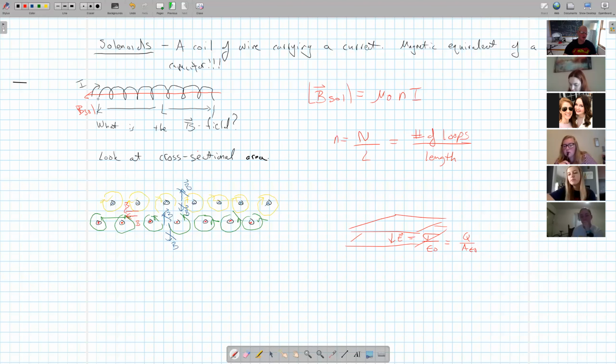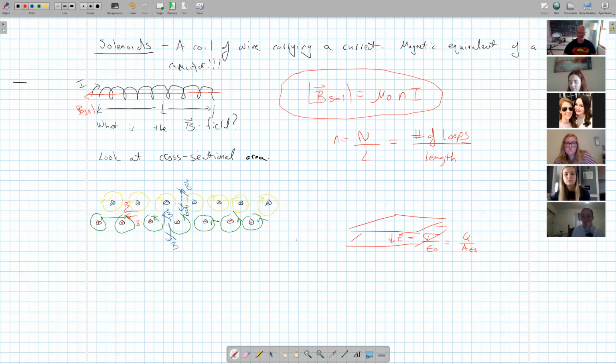Here, the solenoid works out to be basically the same thing. Now there is a magnetic field which only points in one direction, whose magnitude is simply equal to a constant. That constant only depends on the current running through it, as well as the number density, which is how many loops there are per unit length. So this is what we call a solenoid.